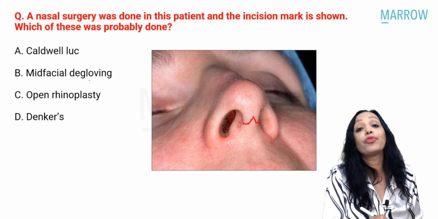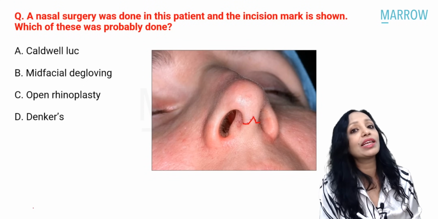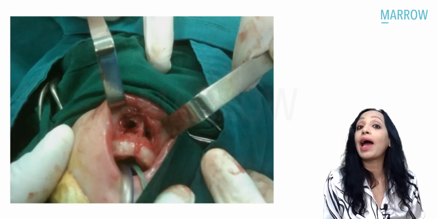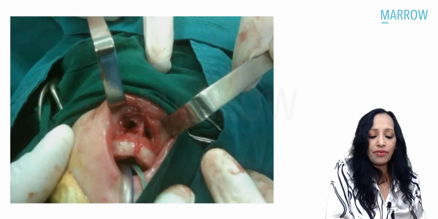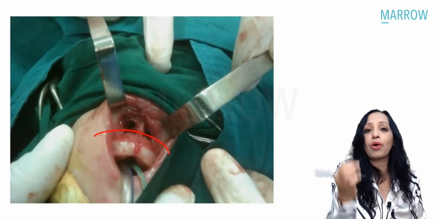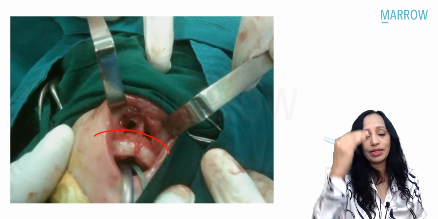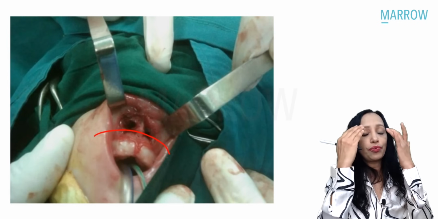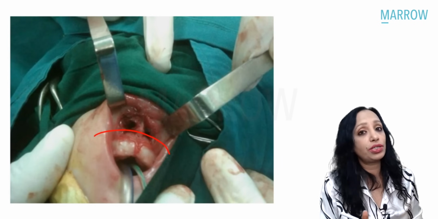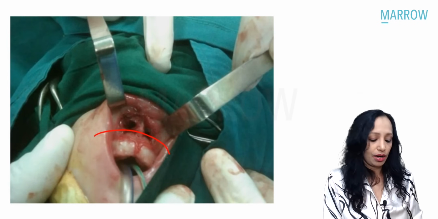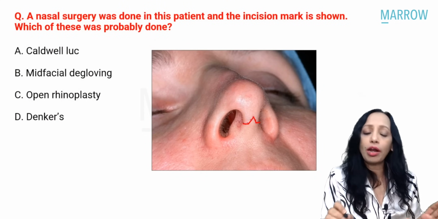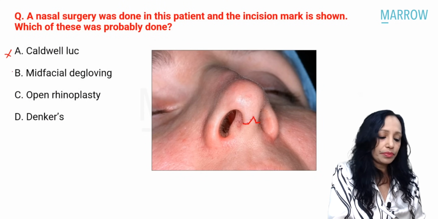Midfacial degloving. We have also seen that midfacial degloving is an approach to the maxillary sinus or to remove the angiofibroma. And here we give a sublabial incision from one molar to the other and we raise the skin flap, so that we avoid giving any external incision and any external scar. So here, this is an incision on the nose. This is not midfacial degloving.